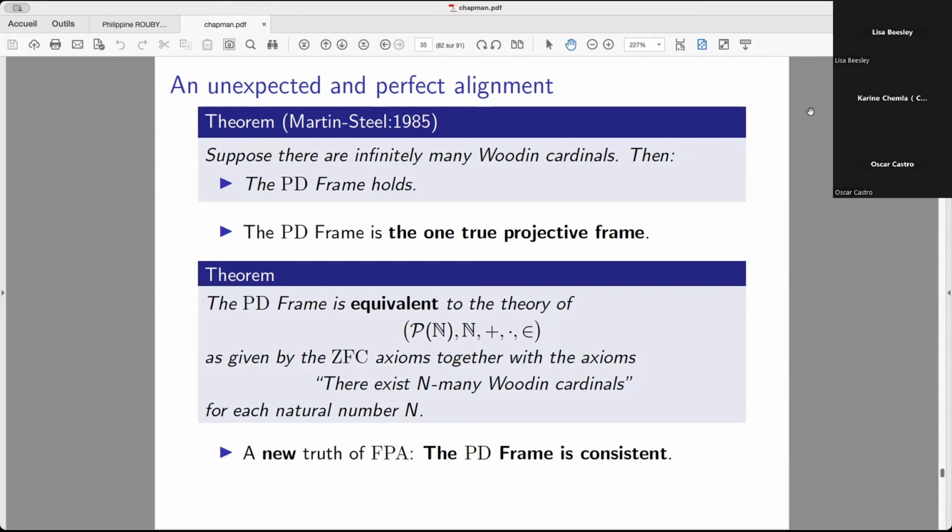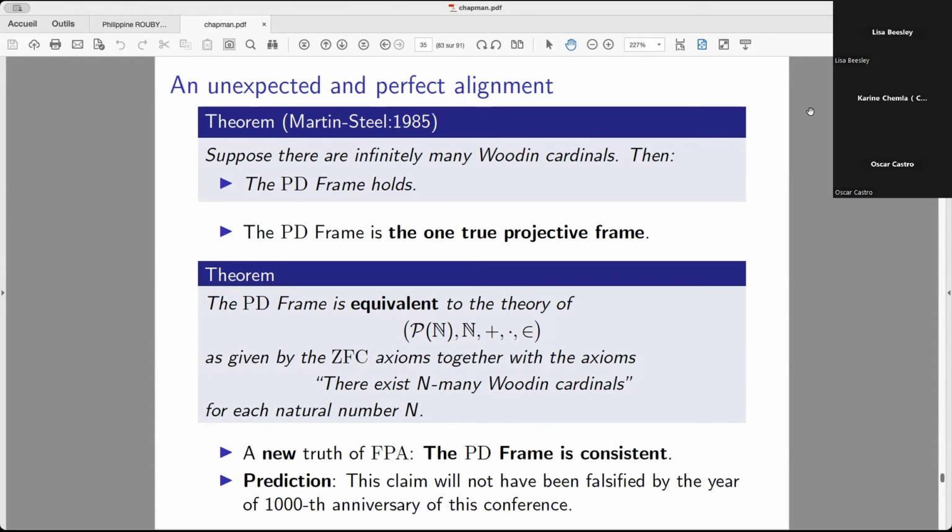So I will make a prediction. I said this is a falsifiable claim. So I'm going to make a prediction about the real world. This claim won't be falsified by the 1000th anniversary of this conference. Now, that is a prediction about this universe. What? Well, maybe if the biologists help, yes. Or you go to sleep for 1,000 years.